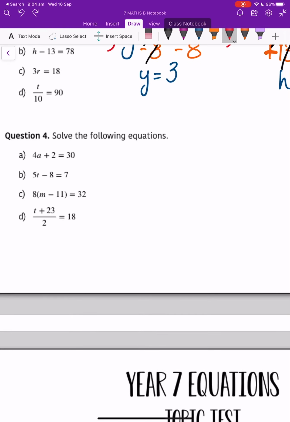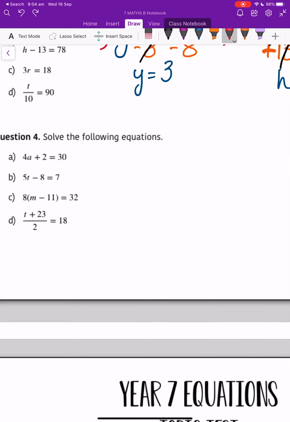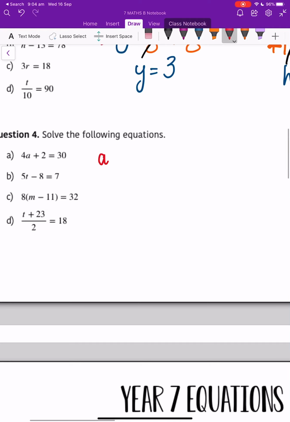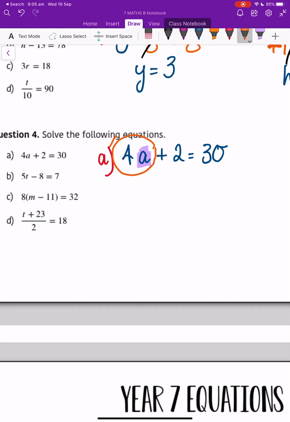So the idea is we look at our pronumeral and we want to get it by itself. So let's have a look at A. 4A plus 2 equals 30. Okay, so that A needs to be by itself. So the first thing is we're going to get rid of the outside layers. So I would say, for instance, this is like an inside layer, and then this is like an outside layer, a bit like an onion. Okay, we're going to peel back the outside layer first before we get to the inside layer.